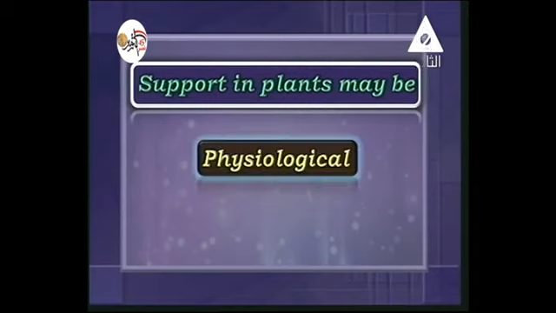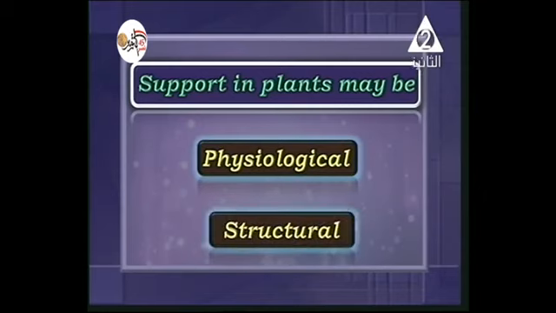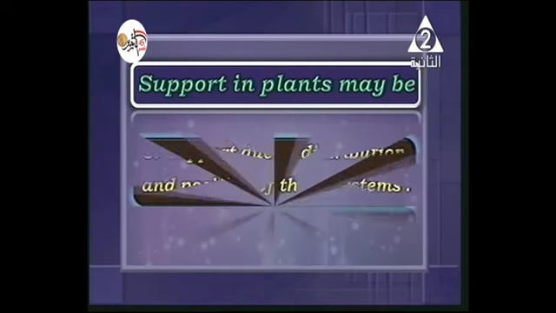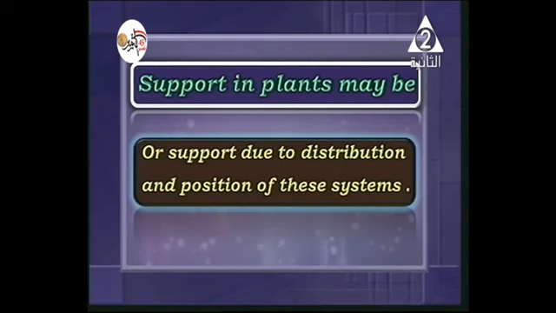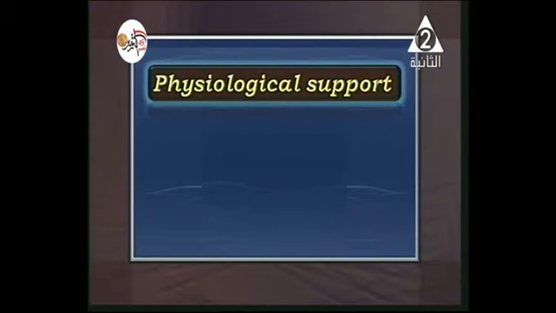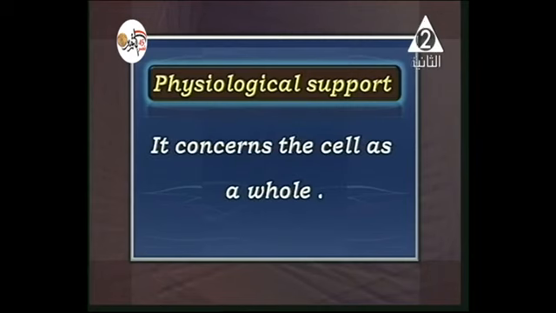Number 1, physiological support. Number 2, structural support, or support due to the distribution and position of these systems. Let's start with the physiological support. Physiological support concerns the cell as a whole; it deals with the cell as a whole structure.